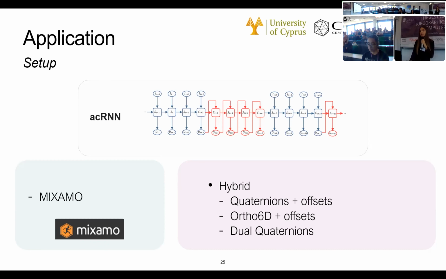For a fair comparison, we consider as baselines 2 hybrid representations, the quaternion offsets and ortho-60 offsets representation, and only use the MSC loss for all experiments.